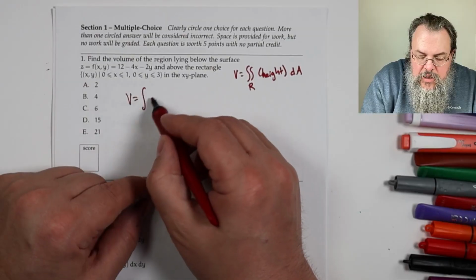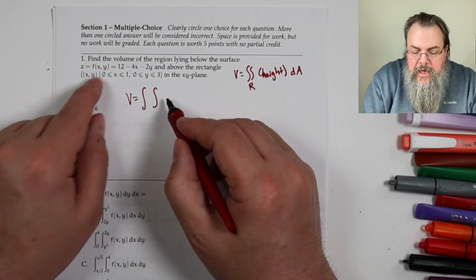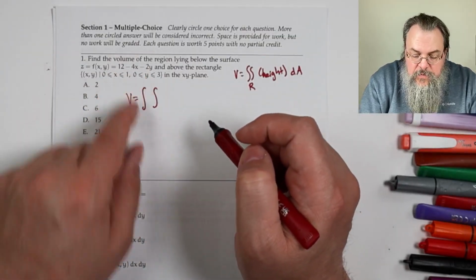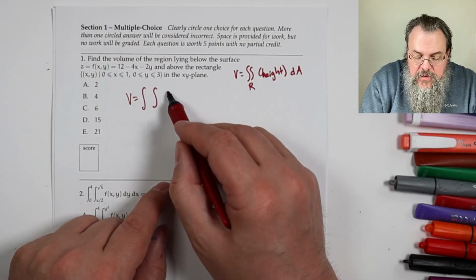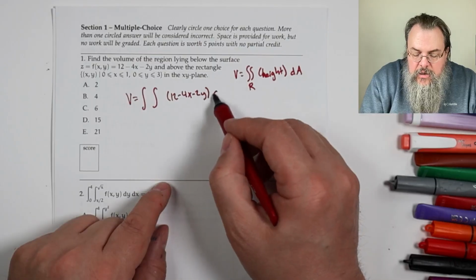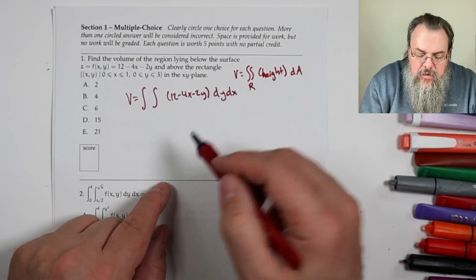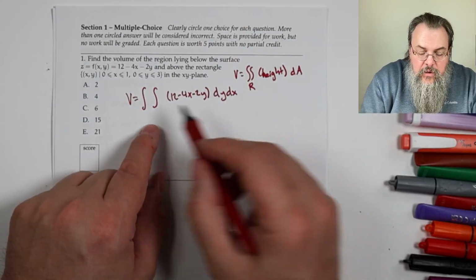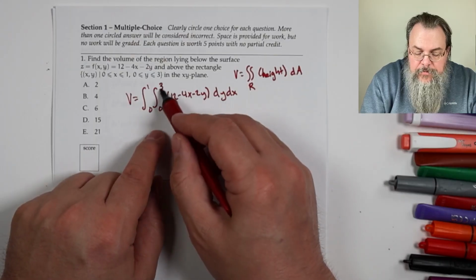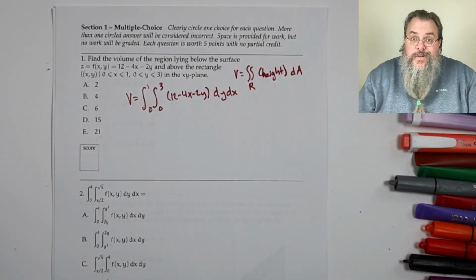So we're going to integrate. Our height is from the xy plane up to the surface, and so it's just the function, 12 minus 4x minus 2y. And you can choose the order of integration. I'll just say dy dx. X goes 0 to 1. Y goes 0 to 3. And so we're just going to work it out.